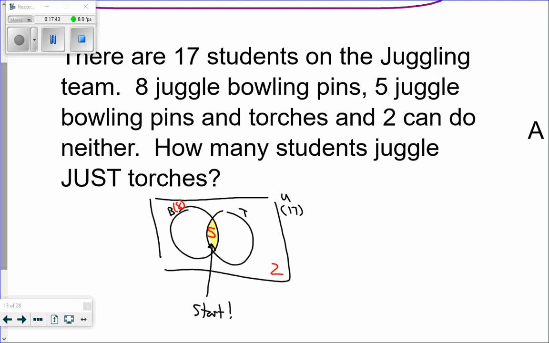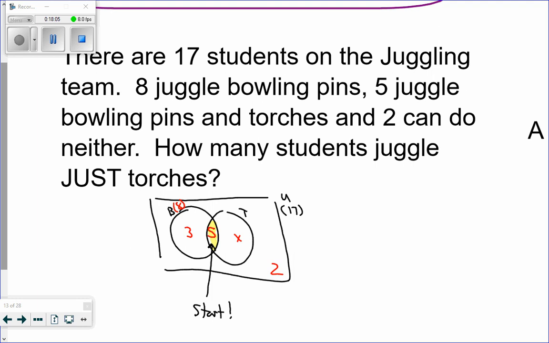So do I know how many just do bowling pins? What would this be? 3, right? Because 3 plus 5 has to give 8. What I don't know is that. Okay. So, hang on.